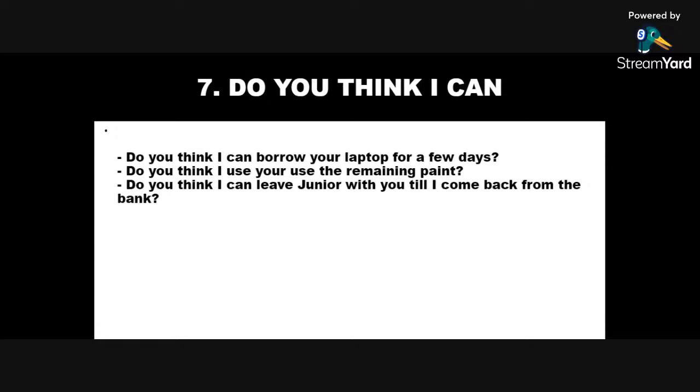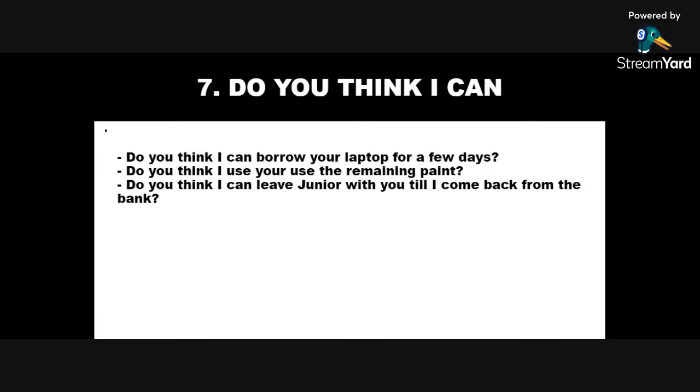All right. Another example is, do you think I can use the remaining paint? Maybe someone's house has been painted and then the leftover paint, you're asking for permission to use that paint. The person might have another purpose, and even if he or she doesn't have another purpose, it costs money. So do you think I can use the remaining paint?